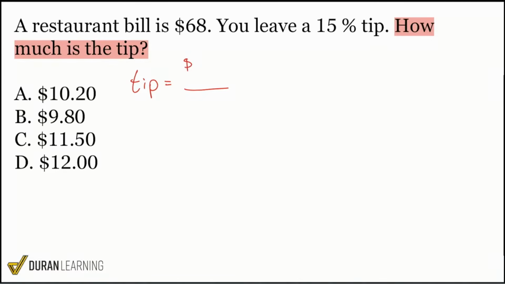What I have here, it says a restaurant bill is $68. So let me write that out. The bill equals $68. And then it says you leave a 15% tip. Okay, sounds good. Let's write that down. Let me just move this down here and say that I left a tip equals 15%. Now, I am going to ask one question, and I want you to either, if you're here live, type it out.